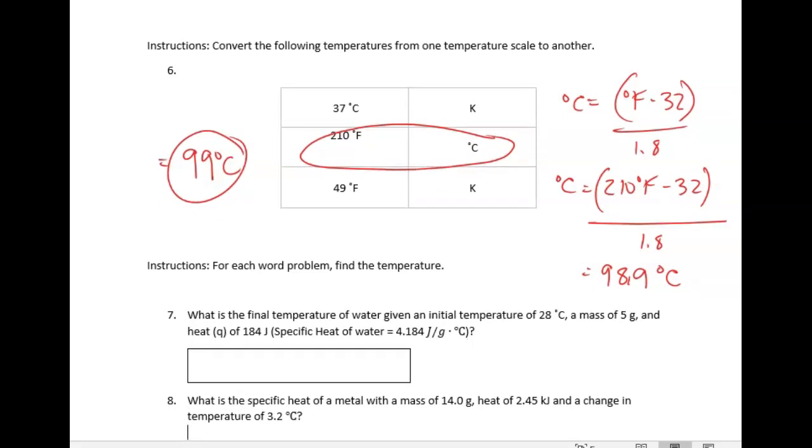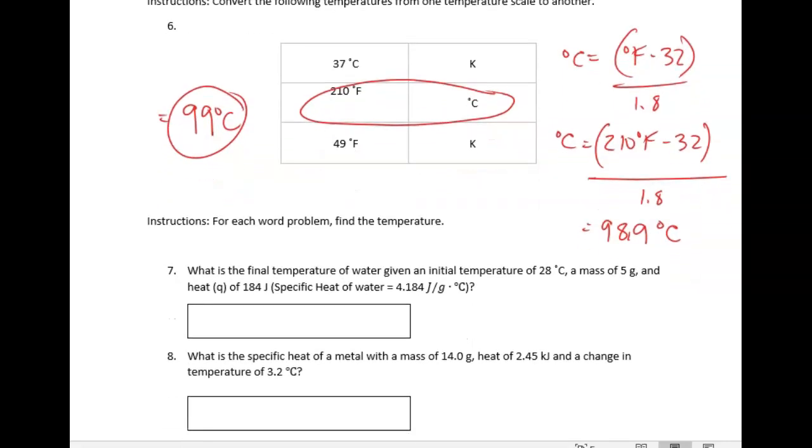One last one. I think it's one last one. We need to find the specific heat of a metal with a mass of 14 grams, heat of 2.45 kilojoules, and change in temperature of 3.2 degrees Celsius. Well, specific heat has the units joules per gram degrees Celsius, right? That means we can just take joules and we'll do it that way, right?